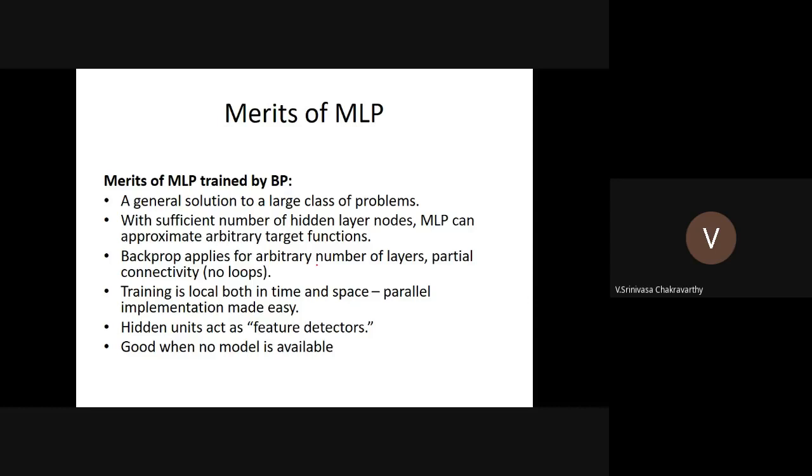Now, the backprop algorithm is also quite beautiful. It applies for arbitrary number of layers and even partial connectivity and so on and so forth. The only requirement is it should not have loops. So basically, we have done the derivation for a network with just 3 hidden layers, the input, hidden, and output. But like I mentioned, it is valid for a network of any number of hidden layers. That's why the same algorithm can be used for deep networks also, which we'll come to later.